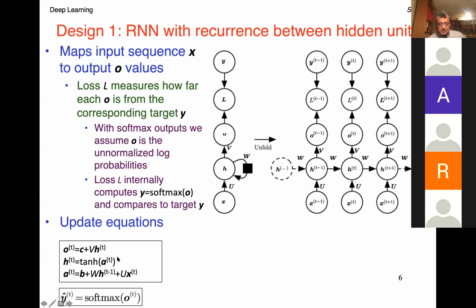And the update equations are, once again, O is C plus VH. This is a linear model. O is just a linear function of the H. And then H is a nonlinear function of A. What is A? A is simply a linear function of the previous H value and the X value. And what is y hat of t? So in this case, at time t, we are going to be computing y hat of t, which is the output here from this O, y hat of t is a softmax of all of these O's to give y hat of t. Lt compares y of t and y hat of t to say how different they are.